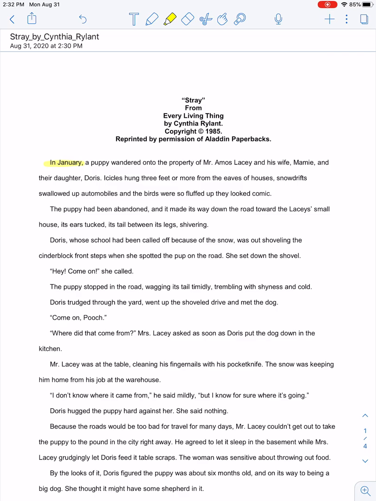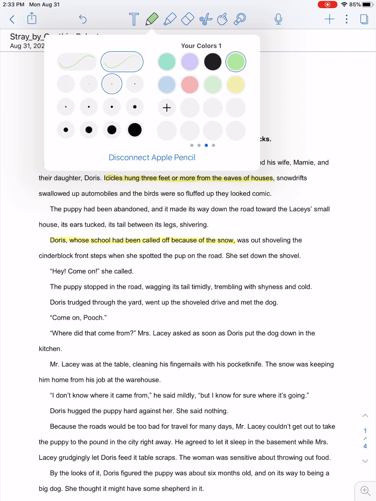The next thing I'm going to highlight is "Icicles hung 3 feet or more from the eaves of the houses." So again, what is that telling me? It's telling me that it is super cold. So again, we're backing up our setting. And then the next part I'm going to highlight is "Doris, whose school had been called off because of the snow." So again, these are all indicating the setting and what's going on. So with that, we are going to write in the margins.